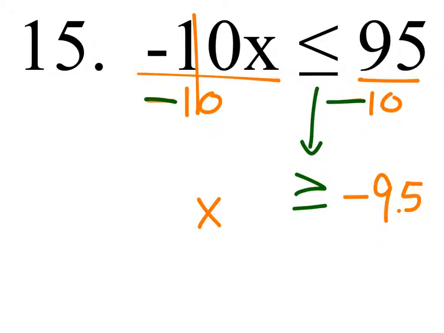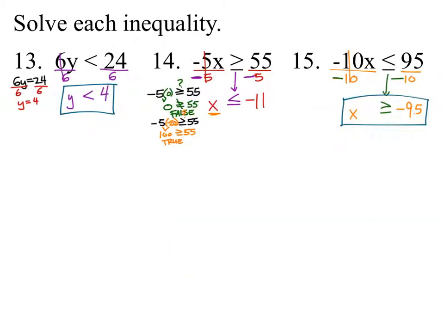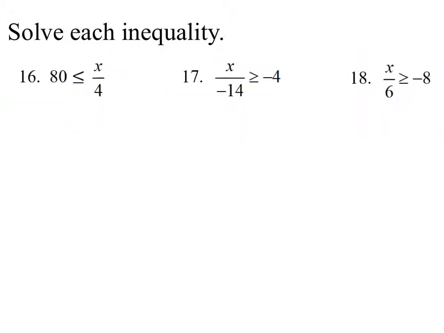So this means that any value of x that is greater than or equal to negative 9.5 would give us a true statement in the original inequality. So there's our answer. All right, so we completed all three of those. There they are. Guess we can box in that last one right there, right? All right, take a minute and try these three with your neighbor, and we'll go over it together.